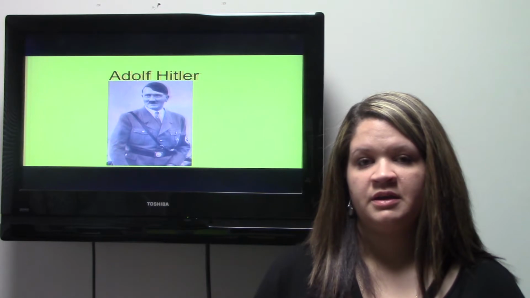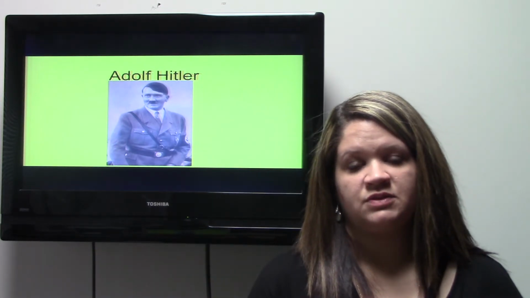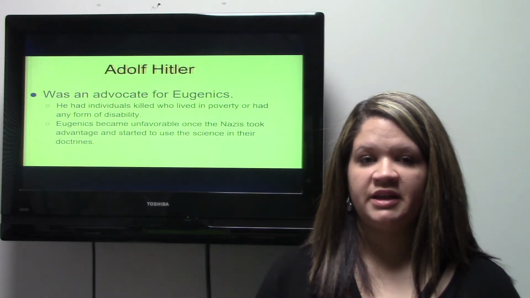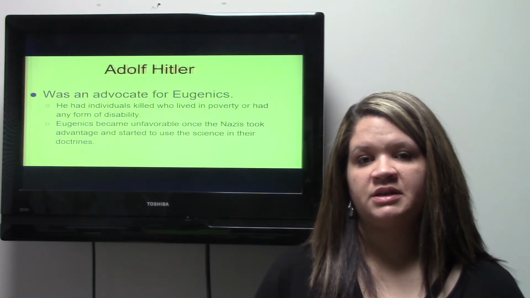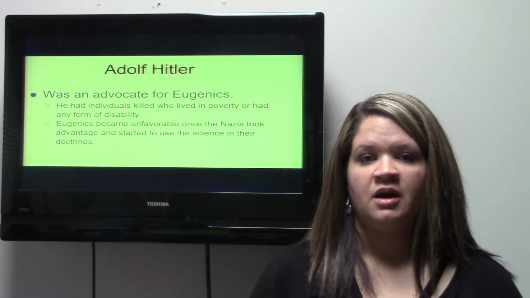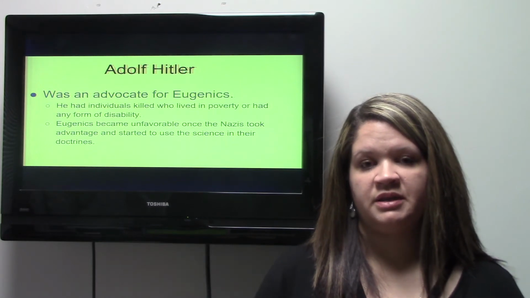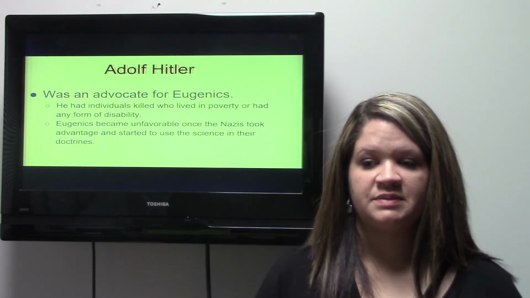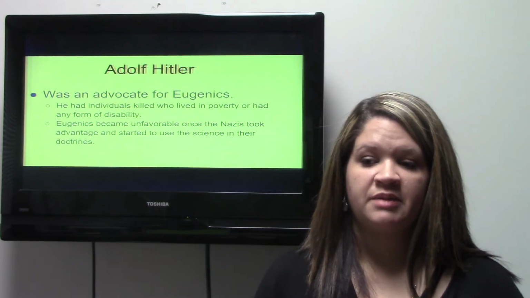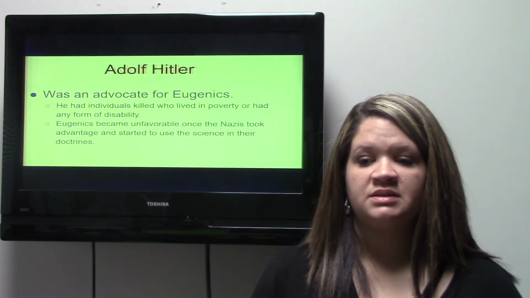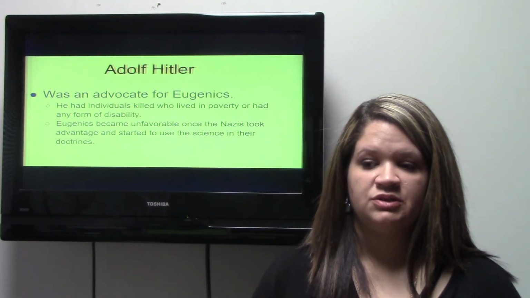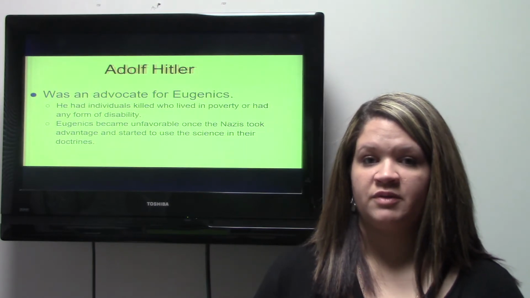Adolf Hitler was an advocate of eugenics. He had individuals killed and sterilized in his country. Often these people were poor or had some form of disability. He considered these people to be worthless. However, eugenics became unfavorable once the Nazis took advantage of the science and used it in their doctrines.